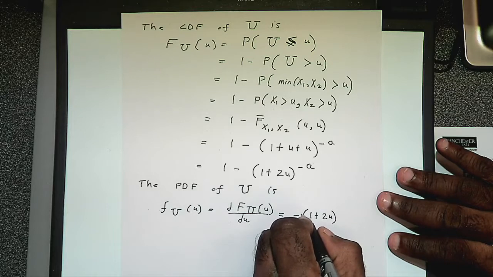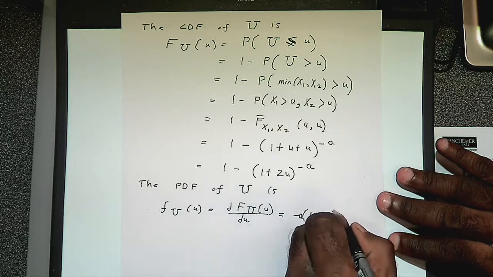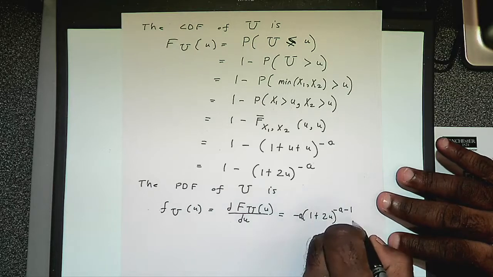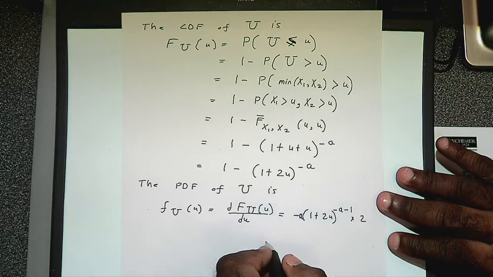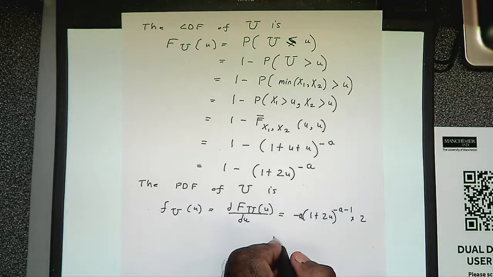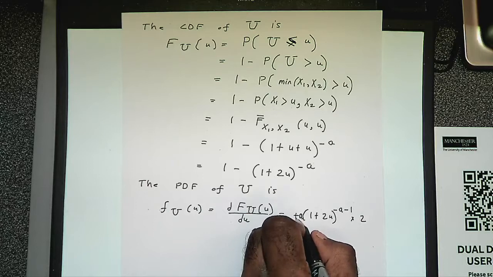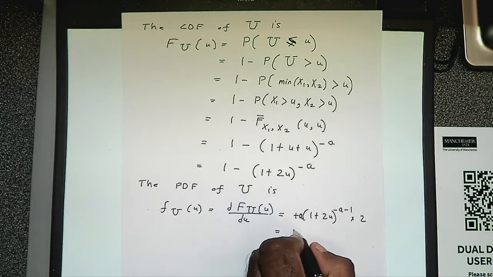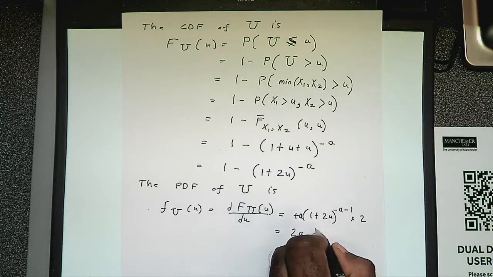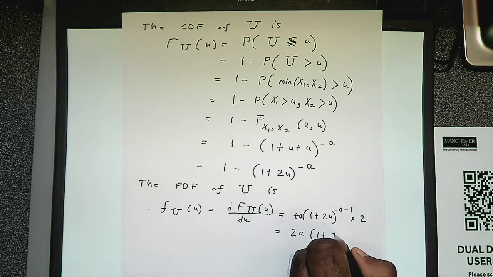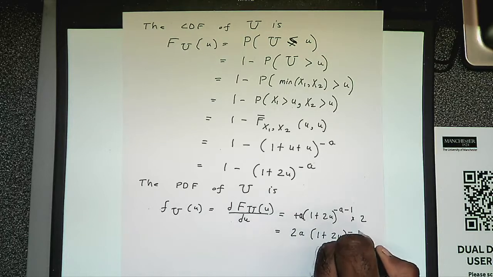There should be A minus 1 and times 2. So, and there should be minus, so it makes plus. So this will become 2A 1 plus 2U to the power of this.